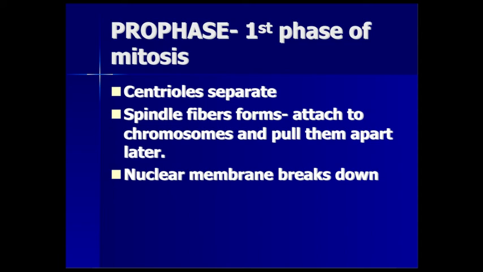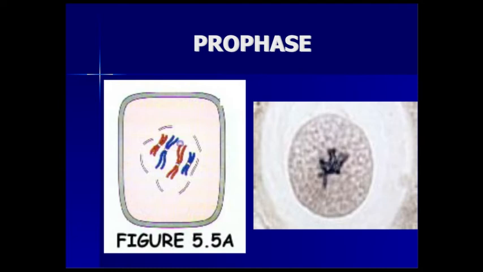This is when the centrioles separate. If you remember, they go to the ends of the cell, okay? And the spindle fibers start attaching to chromosomes. They're going to be pulling them apart later, but right now the centrioles go to the ends of the cell, like the poles of the cell, and spindle fibers start to form. Also, the membrane, and specifically the nuclear membrane, is starting to break down. Remember, the nucleus has its own membrane. The nuclear membrane is beginning to break down. This is what you'll see in diagrams, and this is what the pictures look like.